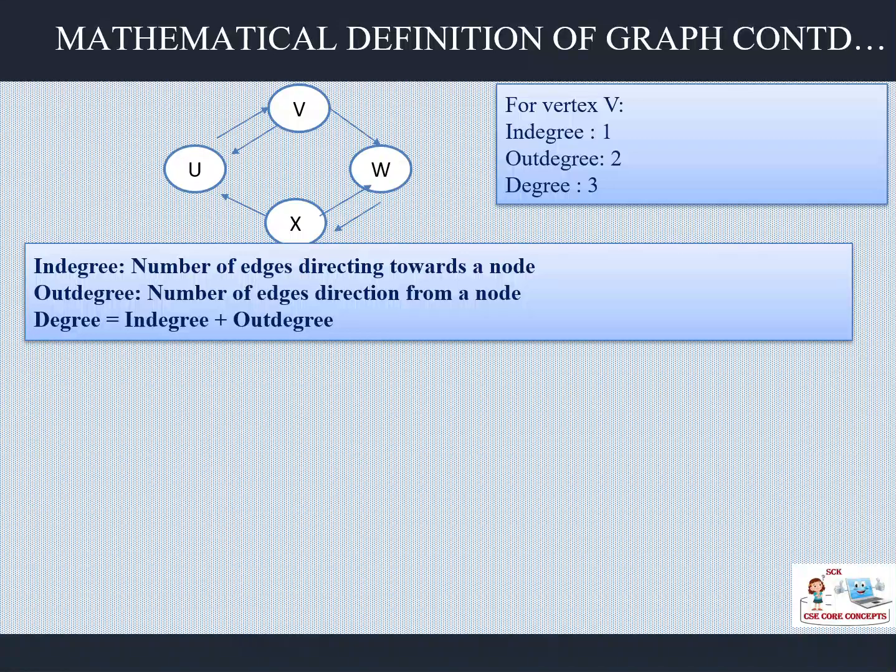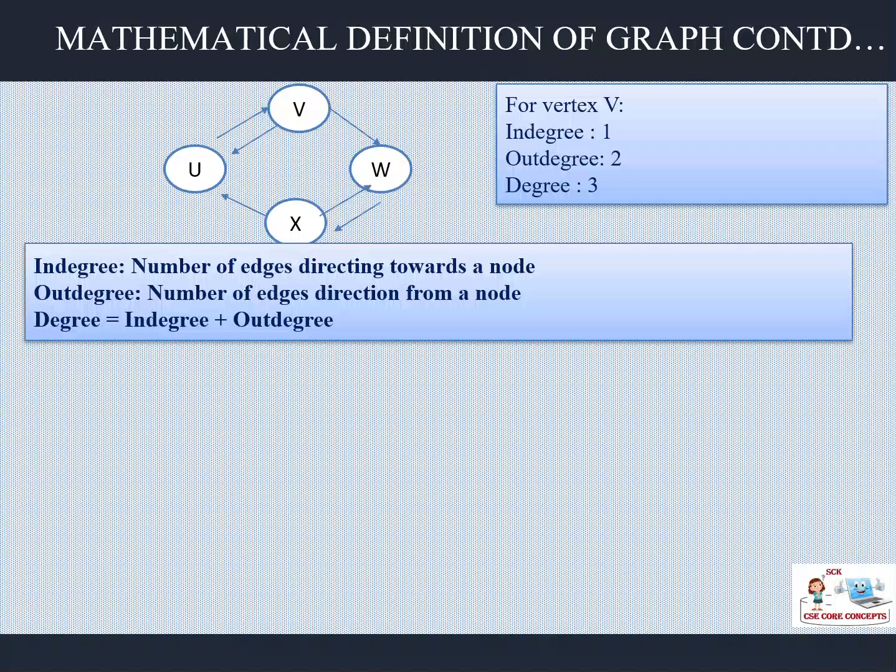So here in this graph you can see there are 4 nodes and all the edges are directed edges. So that is a digraph. Now U to V, there is an edge from U to V and from V to U. So for each node I can have in degree and I can have out degree. What is an in degree? The number of edges directing towards that node.